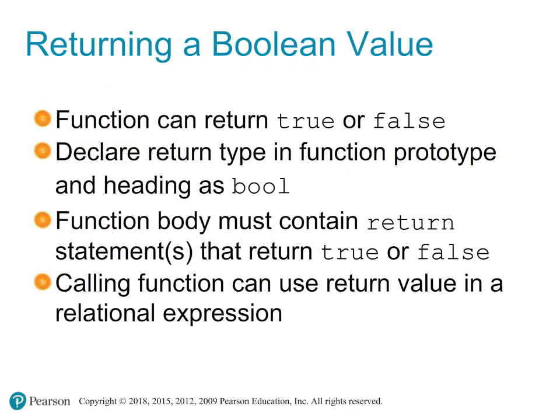Functions can also return Boolean values, true or false, which can be particularly useful for decision-making in your program. Declare the return type as bool, B-O-O-L, in both the function prototype and function definition. The function body must contain one or more return statements that return either true or false. The returned Boolean value can be used in a relational expression in the calling functions.